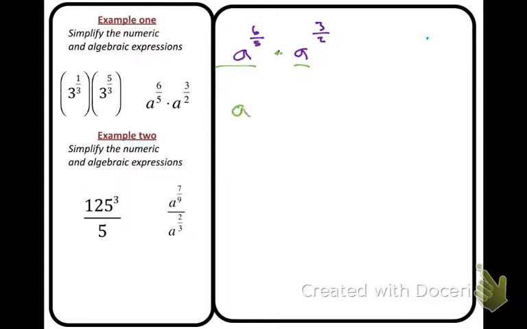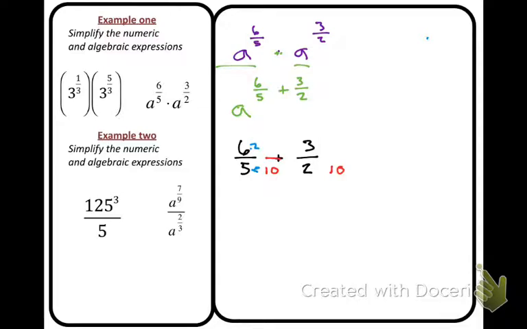So this will be rewritten as a to the 6/5 plus 3/2. We notice we don't have like denominators, so we have to make it so they have like denominators. I'm going to write it out so we have a little more room down here. So I have 6/5 plus 3/2. For a common denominator, we can just multiply the 5 and the 2. That's 10. Here we did 5 times 2 to get 10, so times 2 on top.